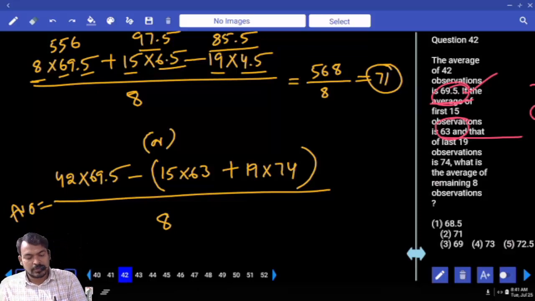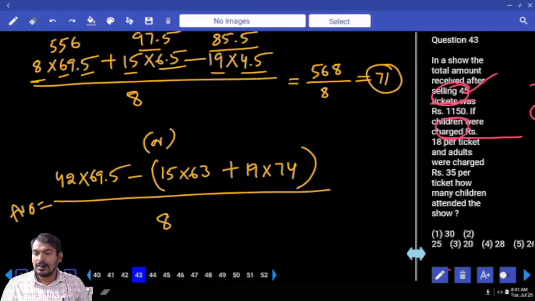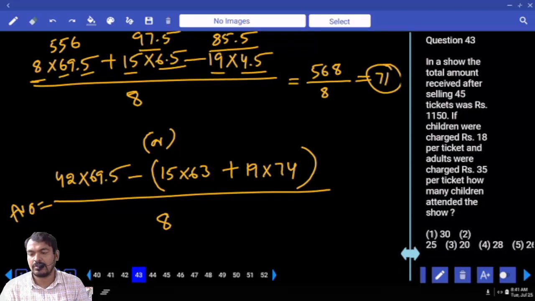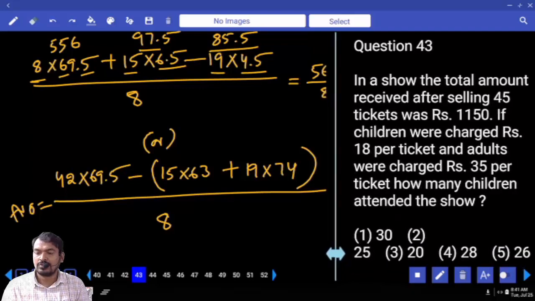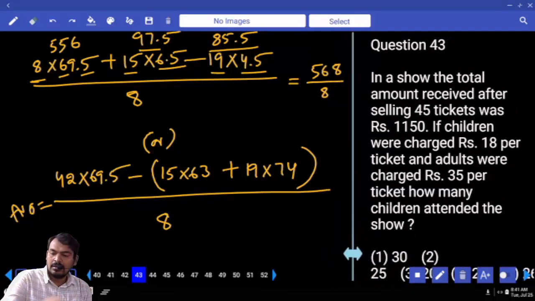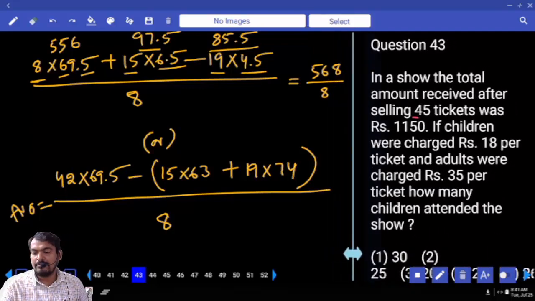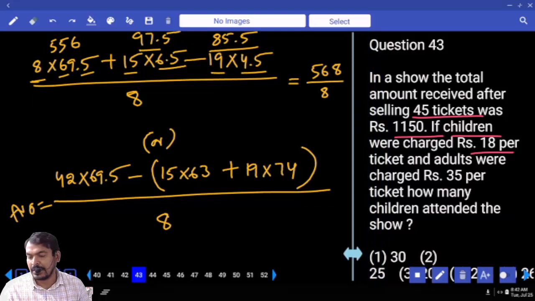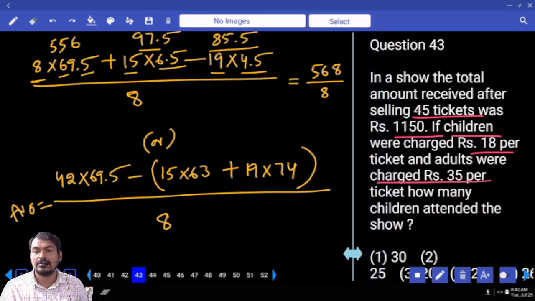Next, question number 43. In a show, the total amount received after selling 45 tickets was 1150. If children were charged 18 rupees per ticket and adults were charged 35 rupees per ticket, how many children attended the show? Total how many tickets are there? 45 tickets. What is the total amount we are getting? 1150. Each child is charged 18 rupees, and each adult is charged 35.